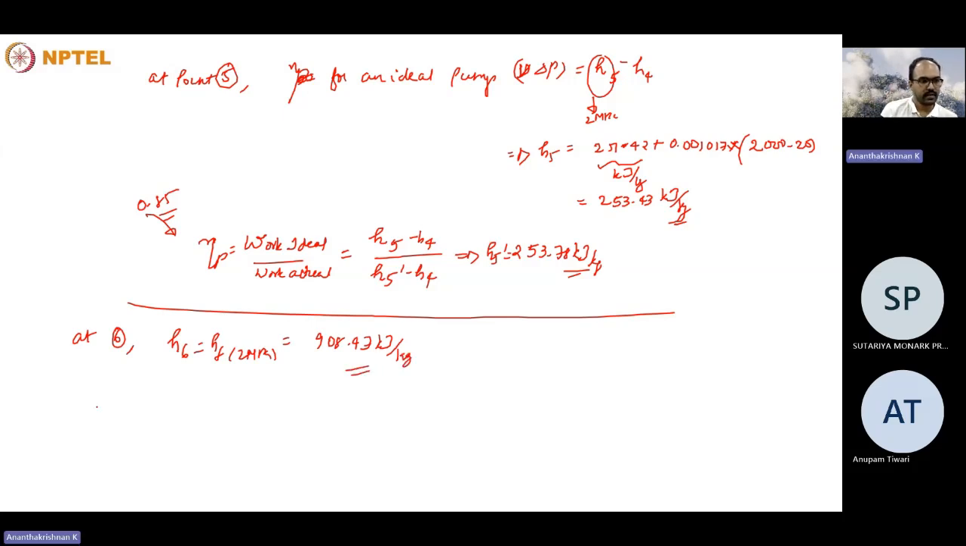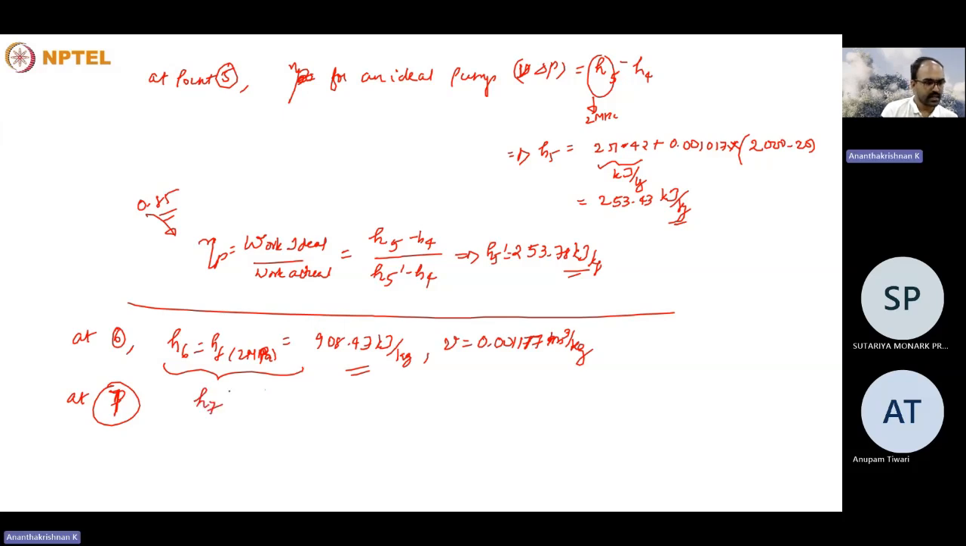Then at point 7, that is after the pump. At point 6, we should also calculate the specific volume. That is equal to 0.001177 meter cube per kg. So we get to see H6 and HF.